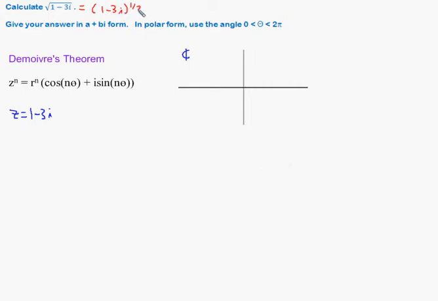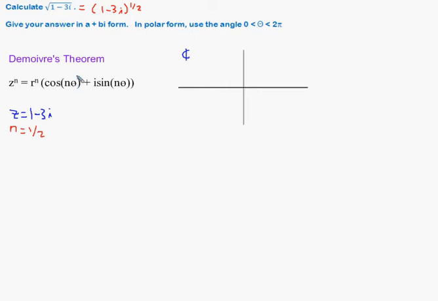Since I'm supposed to write my problem in the form z to the n, I'm going to say that z, the complex number, is 1 minus 3i, and the power n to which we're raising it is a half. So there I have the first value I need in DeMoivre's theorem: I have the n. To calculate the right-hand side, I still need r and I still need theta.